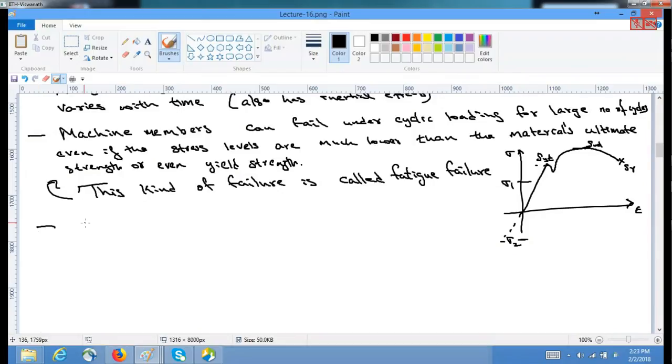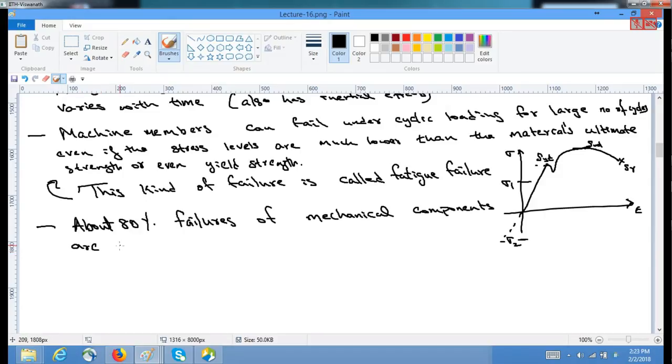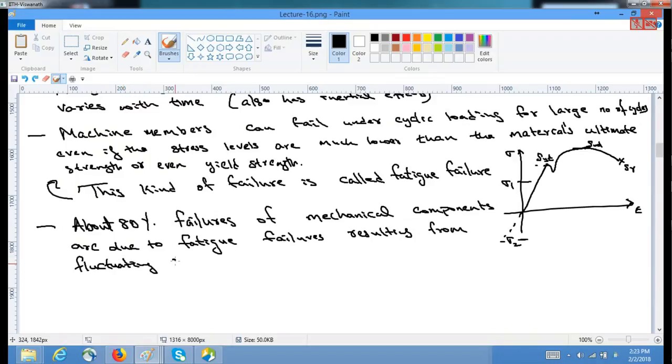Further, about 80% of failures of mechanical components are due to fatigue failures resulting from fluctuating stresses.